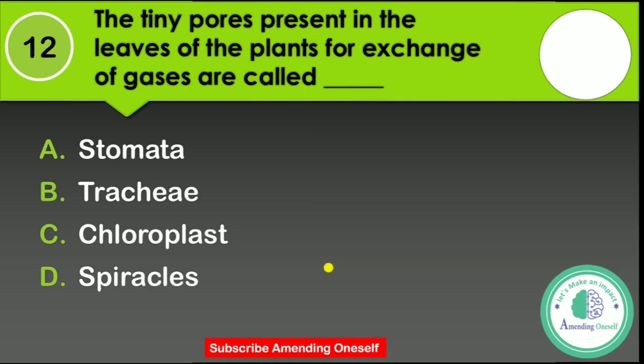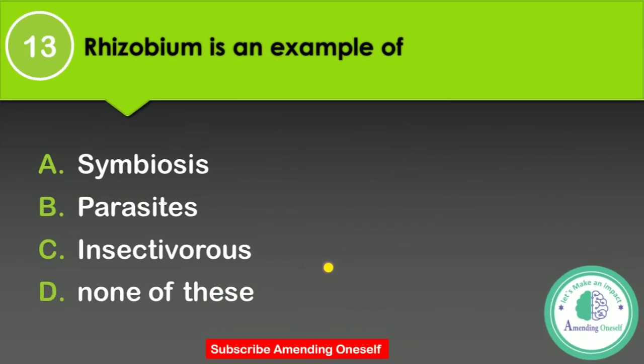Time's up. Question number 13. Rhizobium is an example of. Option A, symbiosis; option B, parasites; option C, insectivorous; or option D, none of these. I repeat the options. Option A, symbiosis; option B, parasites; option C, insectivorous; or option D, none of these. The question is, rhizobium is an example of. Four simple options. Select one of them. Time is running out.